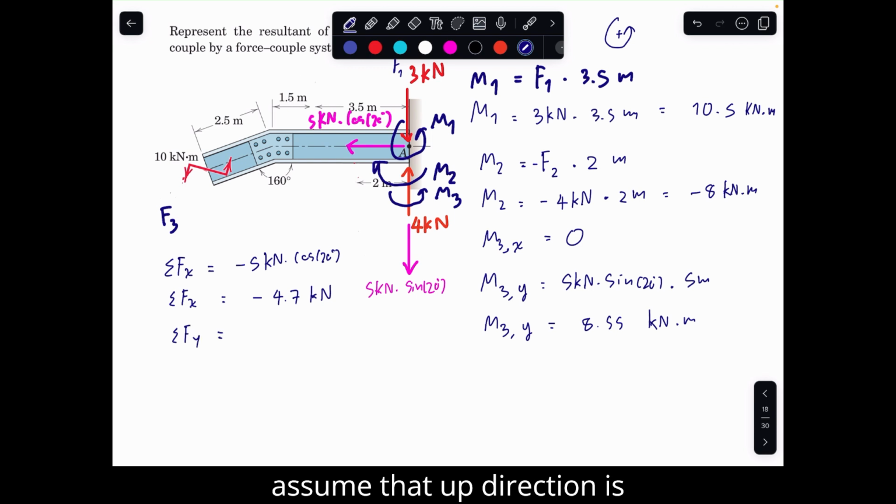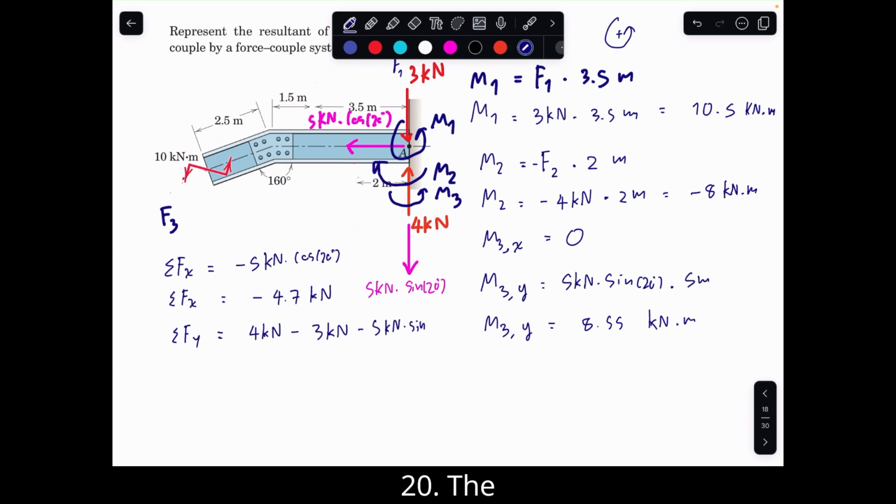Now sigma Fy, we have three forces. We assume that the upper direction is positive. That means we have 4 kilonewton, positive, minus 3 kilonewton downward, and minus again 5 kilonewton times sine 20. The summation gives us minus 0.71 kilonewton as the sigma Fy.